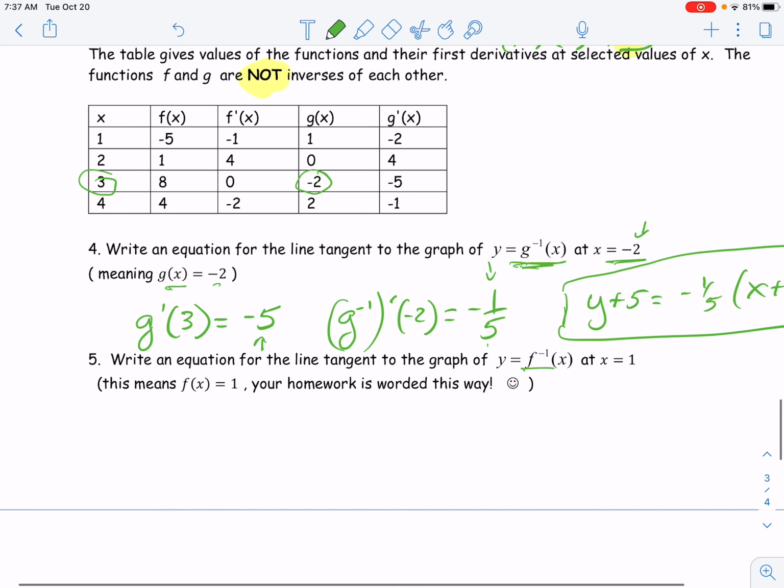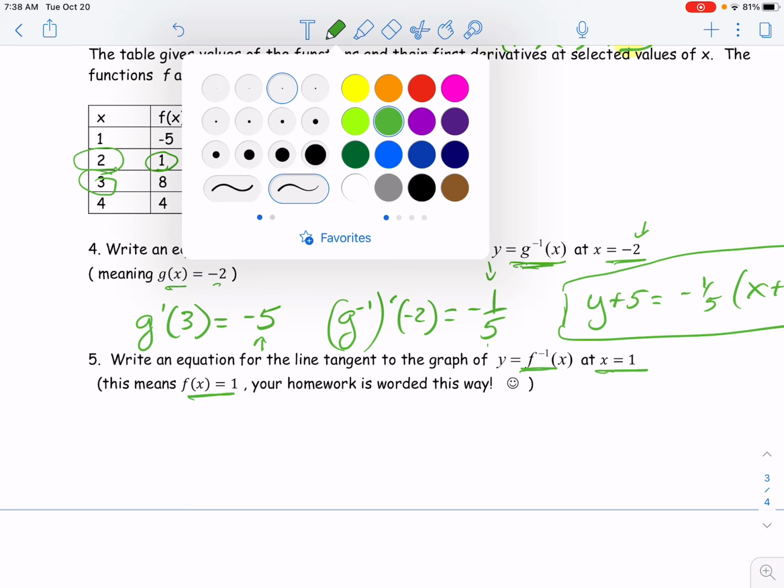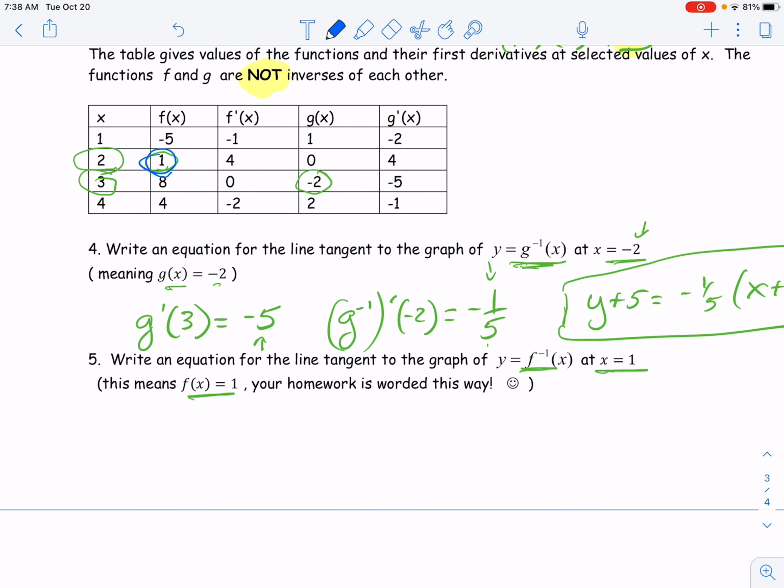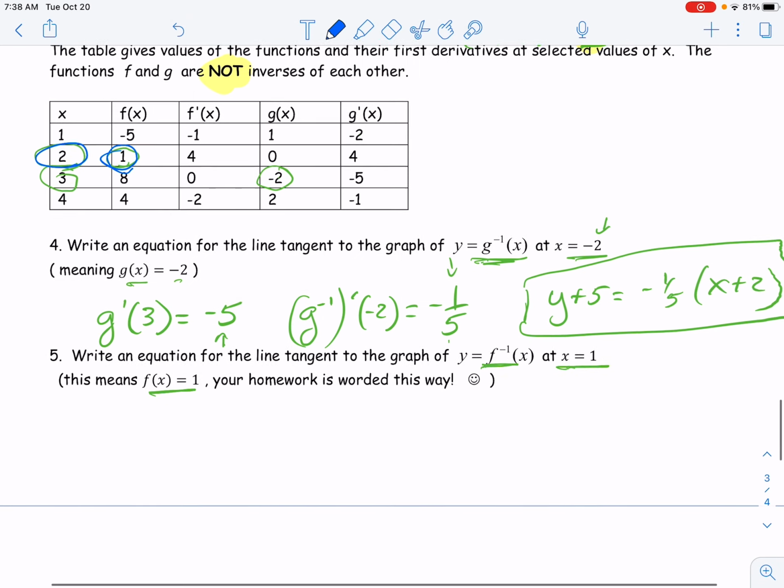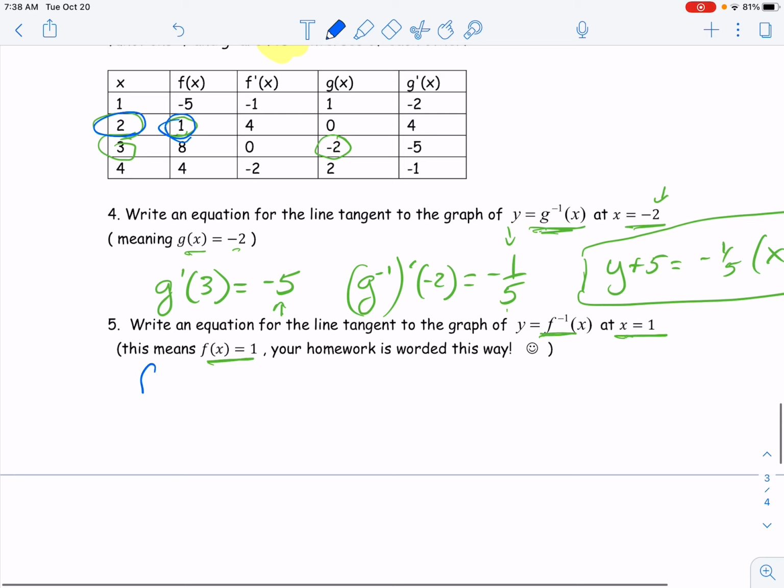Tangent to the inverse of f. Remember, that's not in the column. This is the x on the inverse. It's the y on the function. So you go down f, you find 1. Here's the x value. Let's change colors so we don't get confused. All right, so you need the derivative of f at that x value. The derivative is equal to 4.